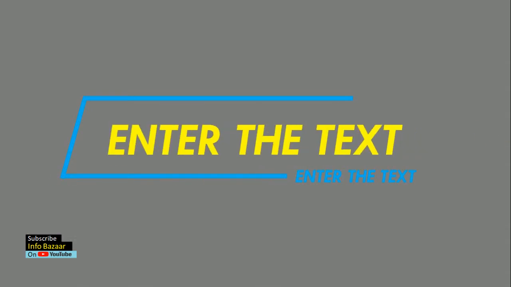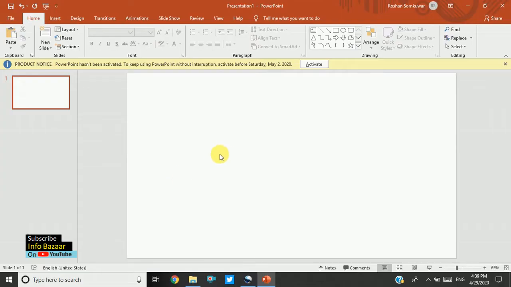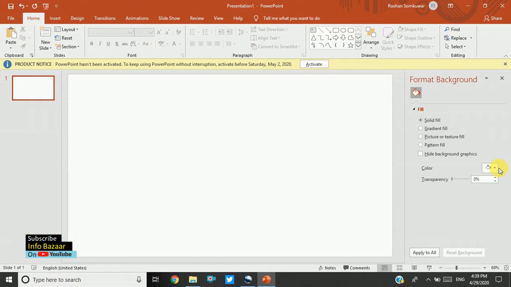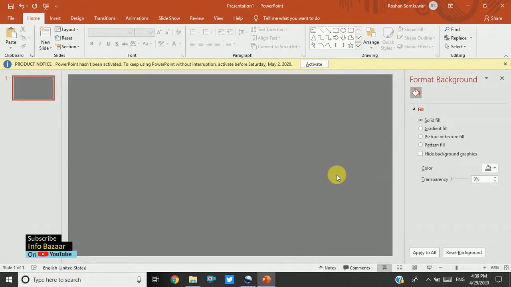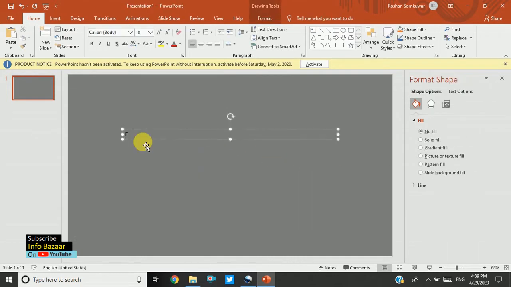I'll explain to you how to create this text animation. First of all, what you have to do, you have to select the background. Right? Once you select the background, the next step is to click on text box, select the text box, draw over the text box, and enter the text.